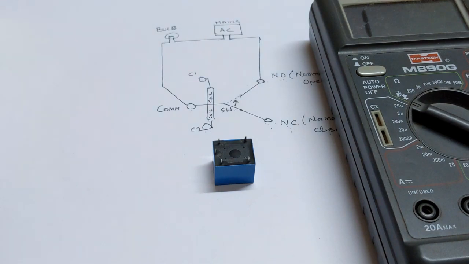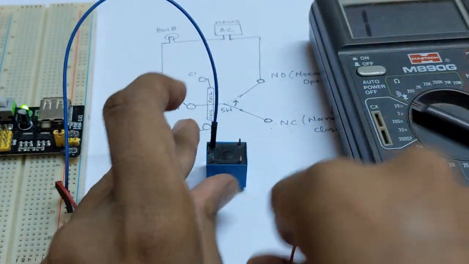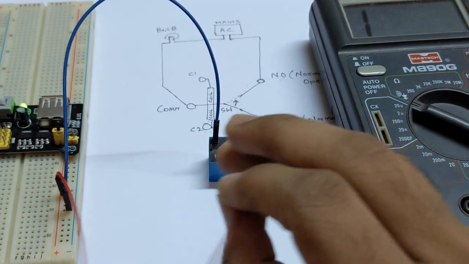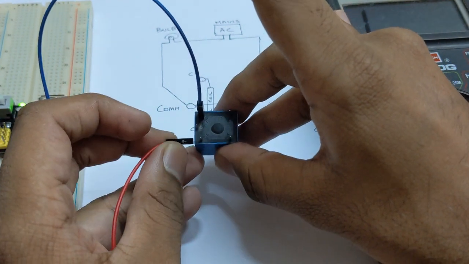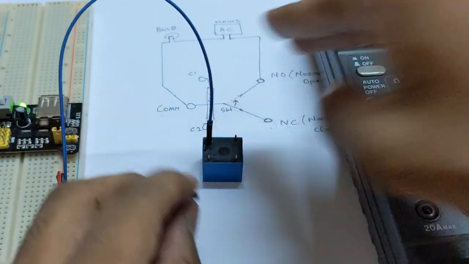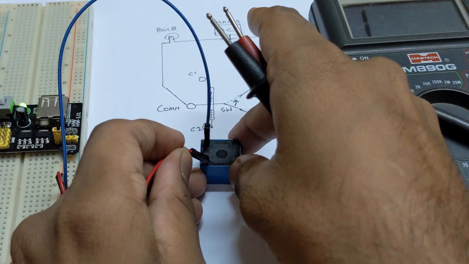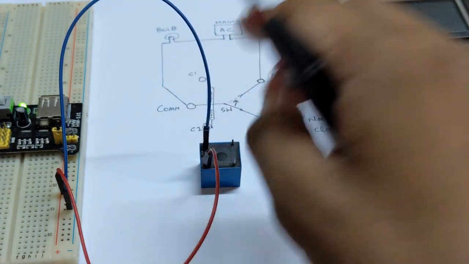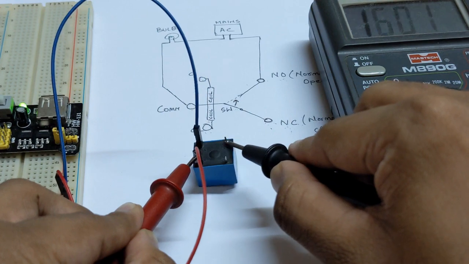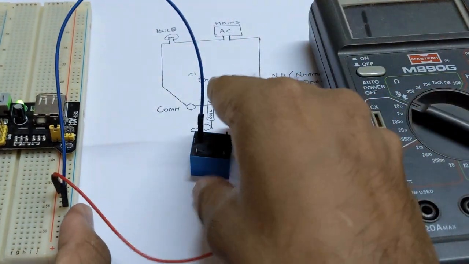Now we can see energizing the circuit. We'll just try to give voltage between these 2 points, and once you give the voltage, you can see there is a click sound. That indicates that the switch is toggling. Initially these 2 are open, and once you give the power, the switch is closed, and you can see these 2 are shorted and these 2 become open.